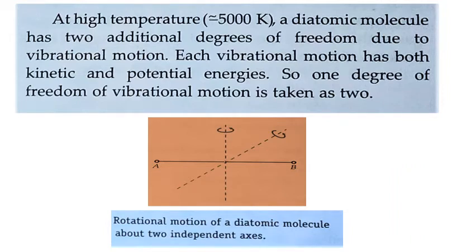At high temperature, a diatomic molecule also has two additional degrees of freedom due to vibrational motion, and each vibrational motion has both kinetic and potential energies. So 1 degree of freedom of vibrational motion is taken as 2. The diagram shows the rotational motion of a diatomic molecule about two independent axes.